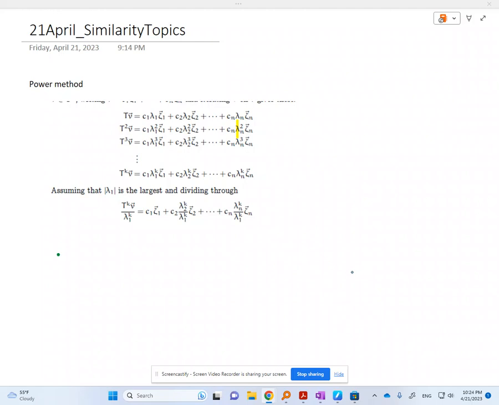Okay, so I would like to give a little bit different perspective on this power method. This is a way of finding the largest eigenvalue. So the key is to evaluate this expression, T to the k times v over lambda 1 to the k. The idea is you want to find the largest eigenvalue of T.